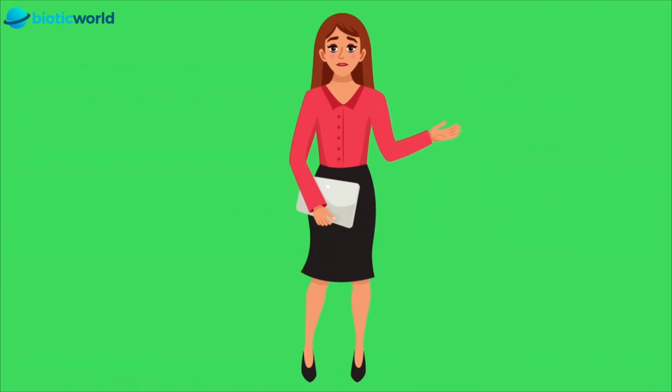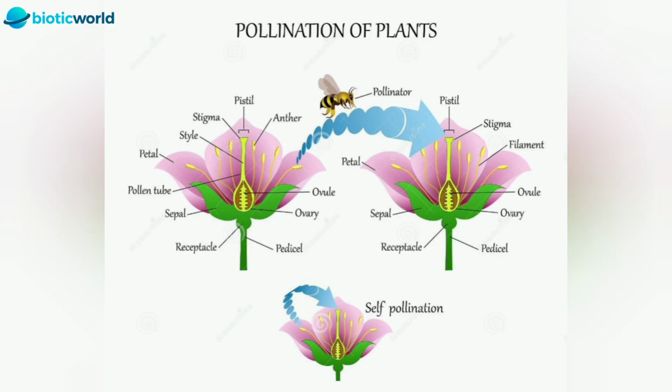Now that we understand the structure of a flower, let's move on to pollination, the first step in sexual reproduction. Pollination is the process of transferring pollen from the anther to the stigma, the female part. This can happen in two main ways, self-pollination and cross-pollination. In self-pollination, the pollen from a flower's anther lands on the stigma of the same flower or another flower on the same plant. Some plants like peas or tomatoes often rely on this method.